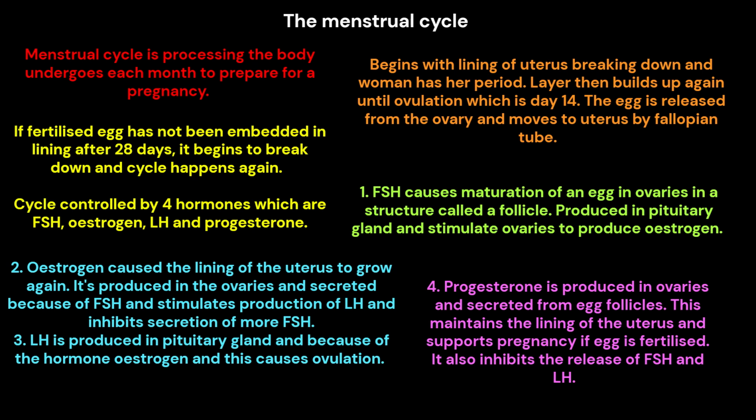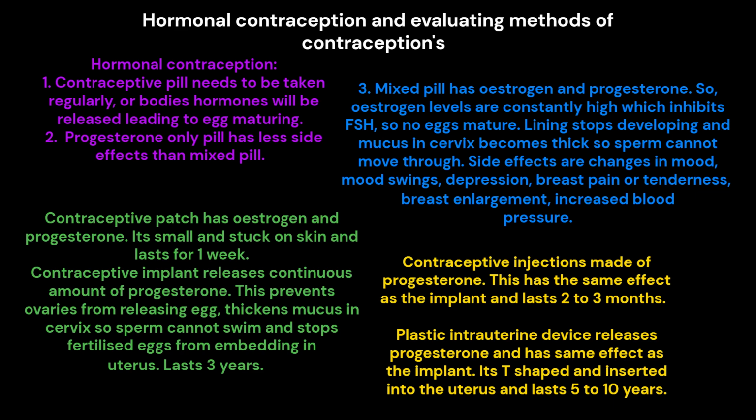4. Progesterone is produced in the ovaries and secreted from egg follicles. This maintains the lining of the uterus and supports pregnancy if the egg is fertilized. It also inhibits the release of FSH and LH. Hormonal contraception and evaluating methods of contraception.